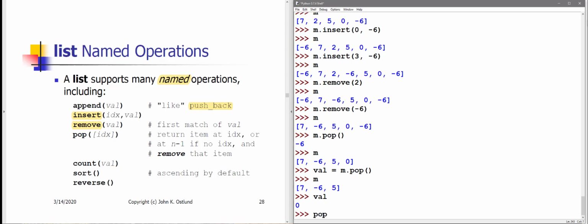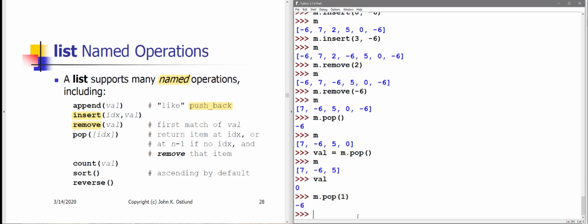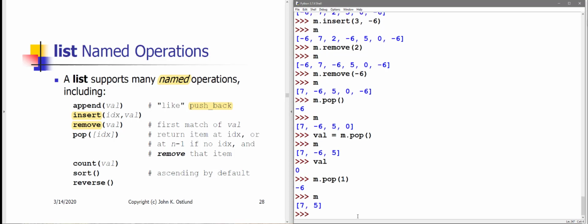I can also pop from some arbitrary location. For example, let's say 1. That's going to take item sub 1, the minus 6, out of the list m. Well, goodness, I've pretty well wrecked my list at this point.